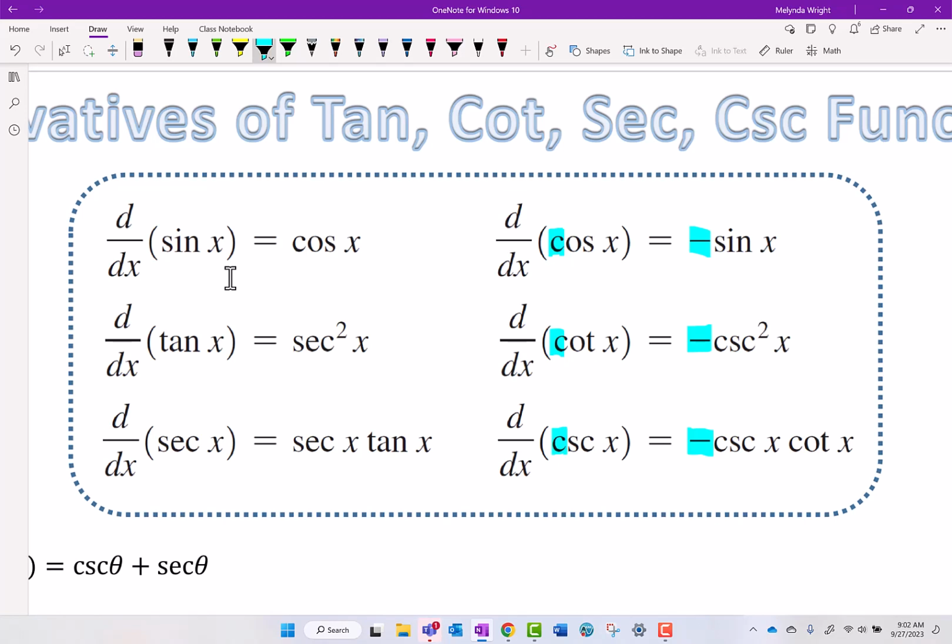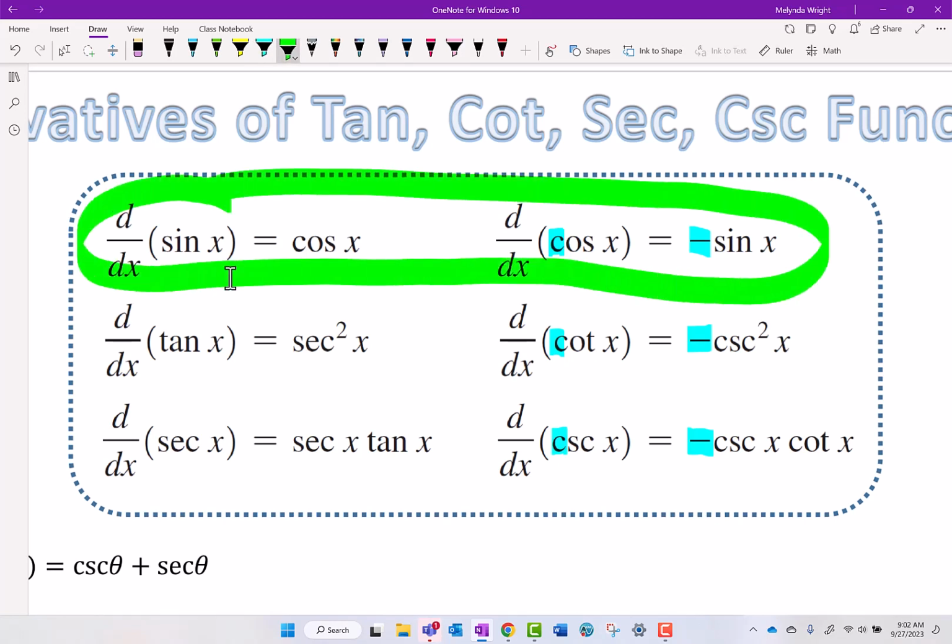Then what I do is I pair things together. So I look at these two. I pair these together and I memorize them together. So the derivative of sine is cosine, the derivative of cosine is negative sine. They're linked together, if you will. See how they're linked together?